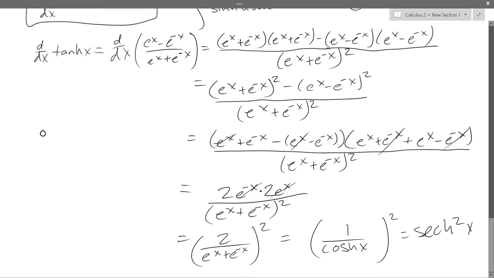Let's see. So you probably got the quotient rule right. Right there. So you got the quotient rule. So what did I do after that? I saw that it was the same thing multiplied by itself. So that's squared right there. And the same thing multiplied by itself. So it's minus that thing squared. Now I have difference of squares.